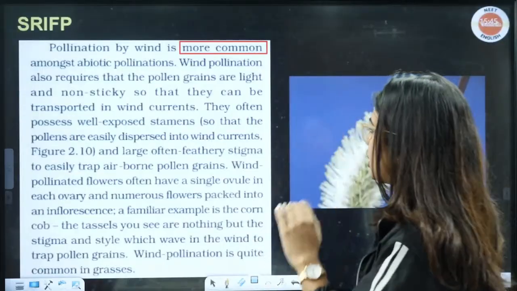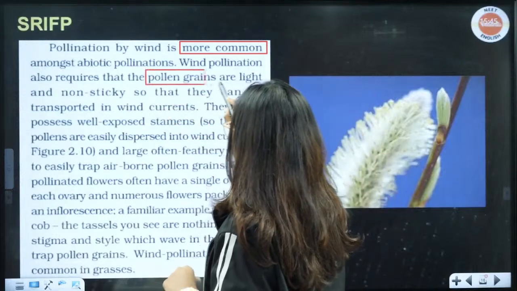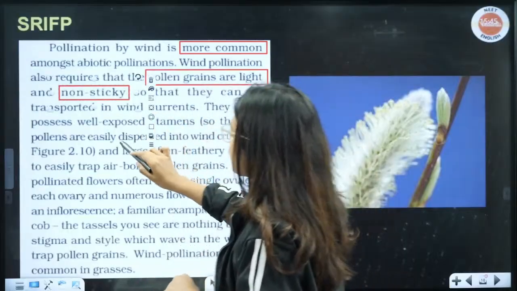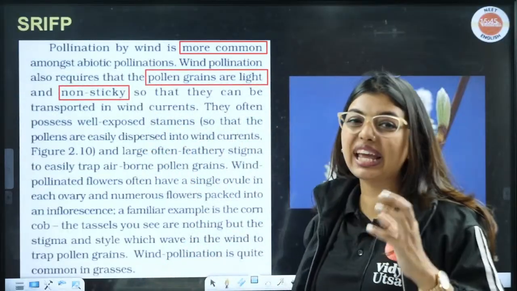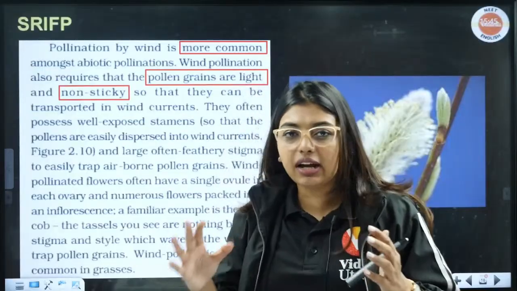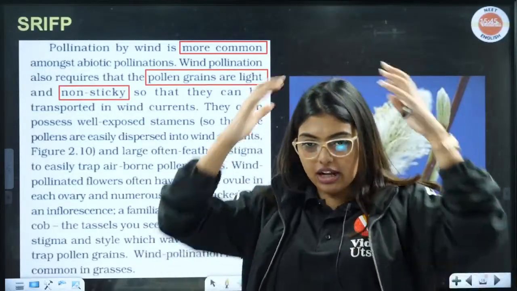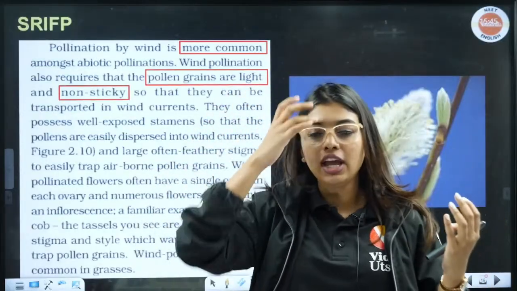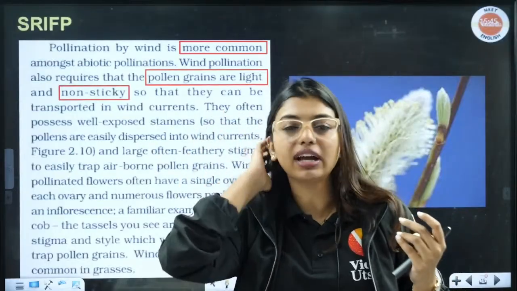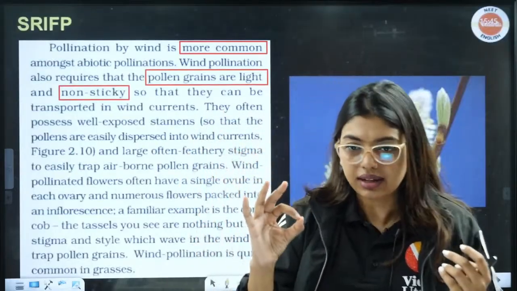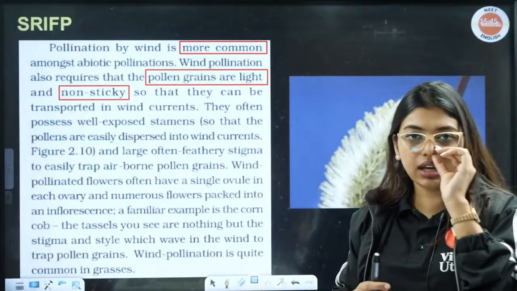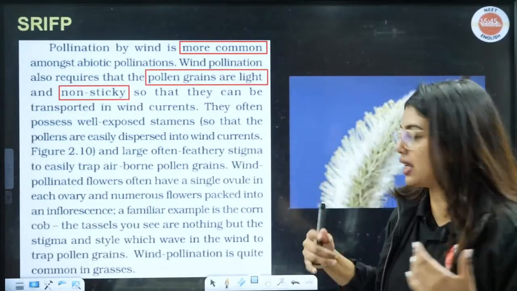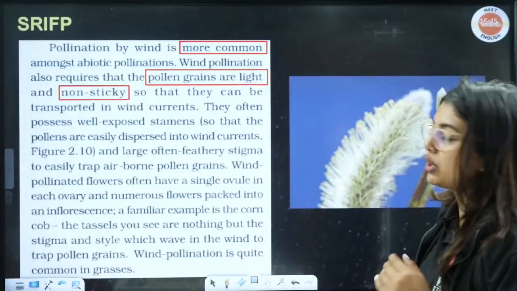Wind pollination also requires that the pollen grains are light, okay, pollen grains are light, non-sticky, so that they can be transported in wind current. So if the pollen grains are going to be heavy and sticky, when the wind comes, can it fly? No. Now let's imagine on my hair I've put lot of oil. Now if the wind is flowing, do you think my hair is going to fly? My hair is not going to fly. Why? Because it is completely sticky, right? Oil is completely sticky. I think girls can relate more, how the hair gets very sticky. Okay, so that they can be transported in wind currents.